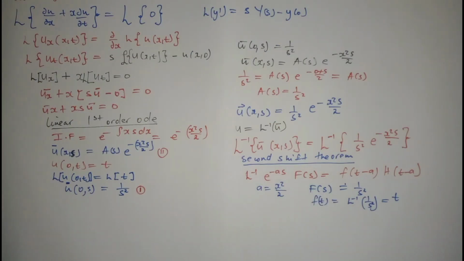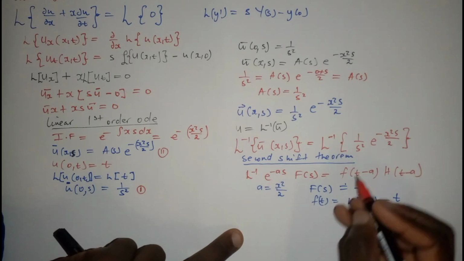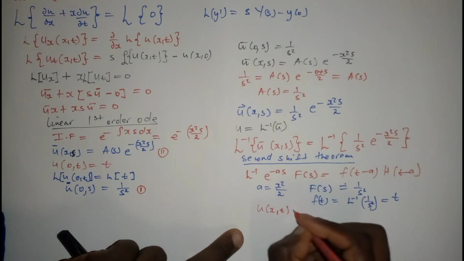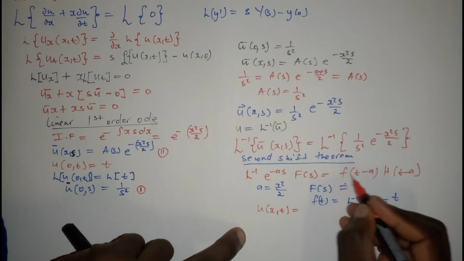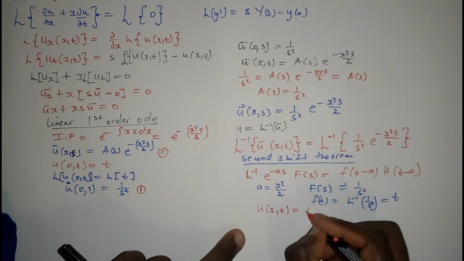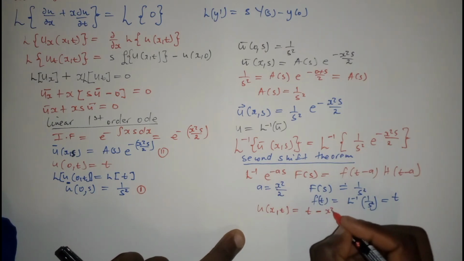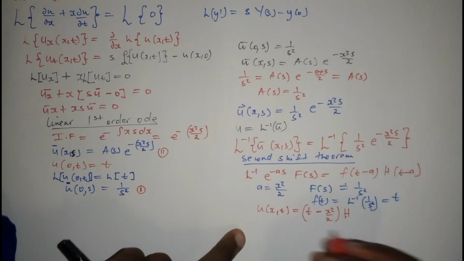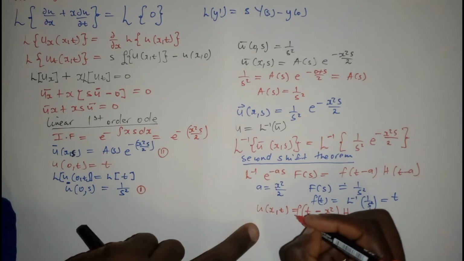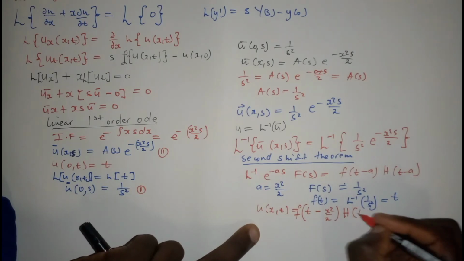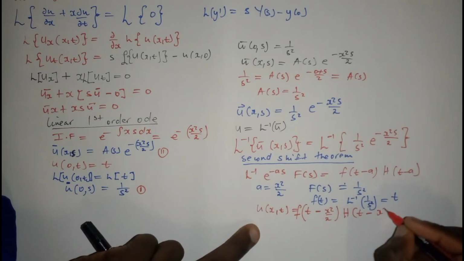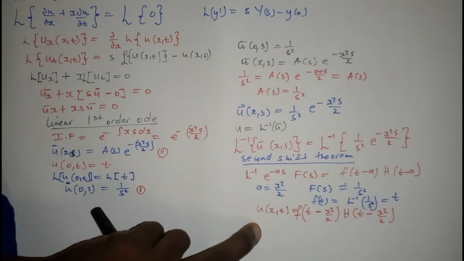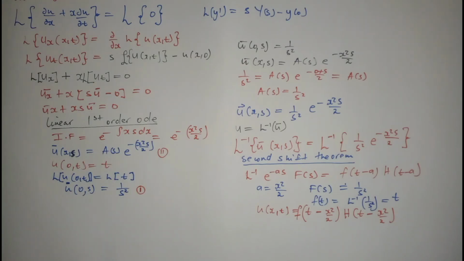Now the second shift theorem is very simple to use. What is going to be u(x,t)? Since it's now in the inverse, we're going to have t here. It's going to be f(t minus a), so we have t right here minus a, where a is x squared over 2, times h(t minus a). I've forgotten f here. And h(t minus a) is also h(t minus x squared over 2). This is the solution for this differential equation. You can write it as a piecewise function, which is also good.